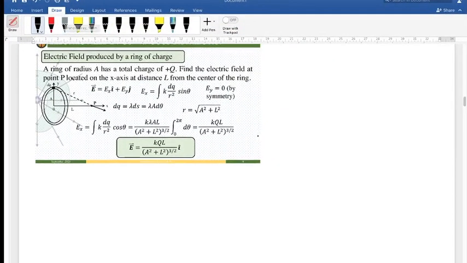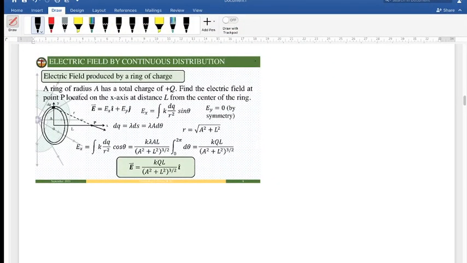So our next example is we have to find the electric field produced by a ring of charge. So we just have to let the ring be very thin. We can actually represent the ring as a line that is bent around, so it forms a circle.